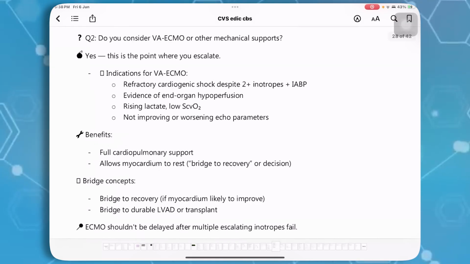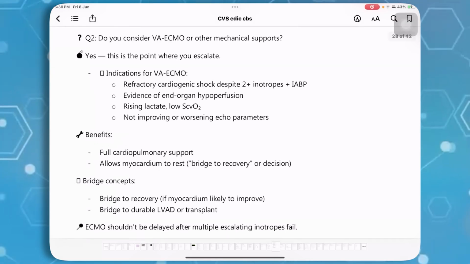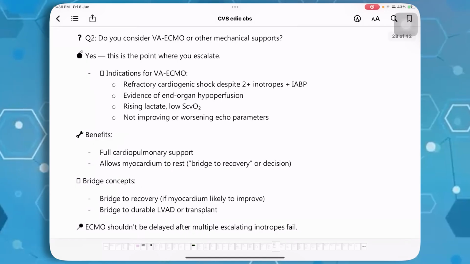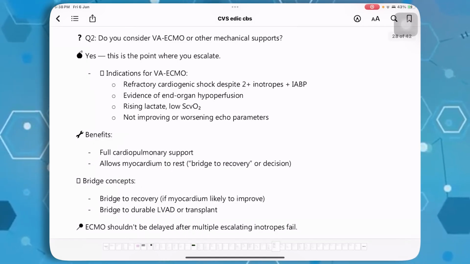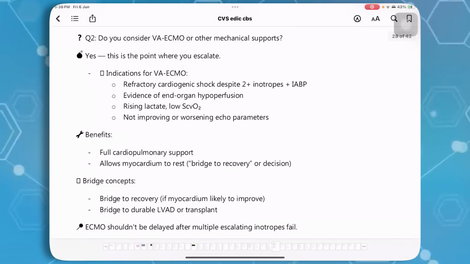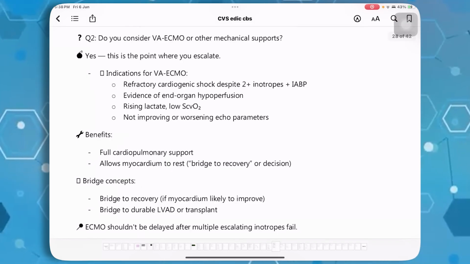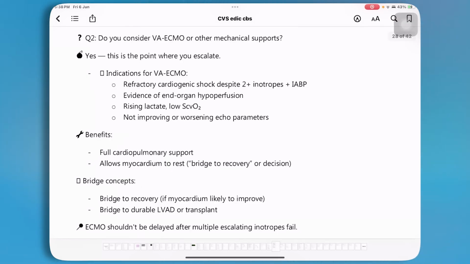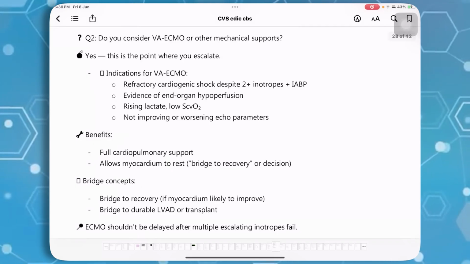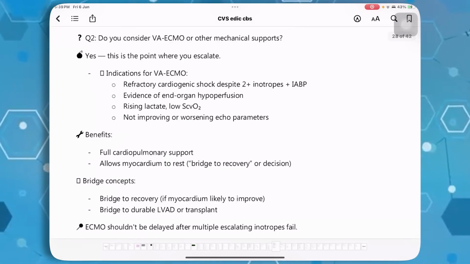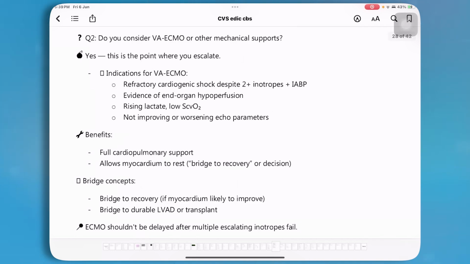Yes, this is the point where you actually escalate. What are the indications? Refractory cardiogenic shock, despite 2 inotropes and IABP. So now is the time when you should switch to an ECMO. And there is good evidence of end organ hypoperfusion. The lactates are rising and the mixed venous or central venous oxygen saturation is low.